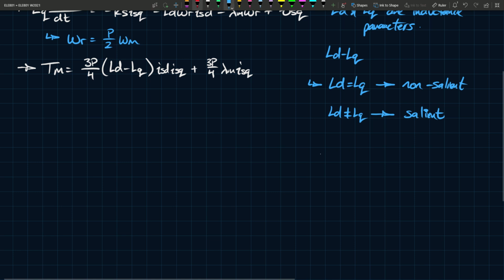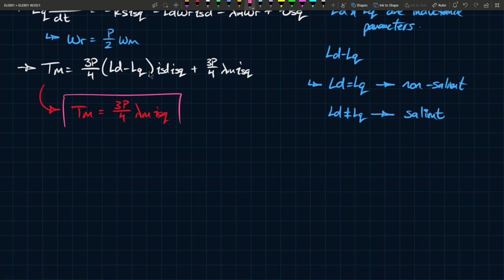Now, if LD does equal LQ, that means this equation becomes Tm equals 3p over 4 lambda m isq, right? Since LD is equal to LQ, the first term disappears entirely, which is convenient. But there are some implications here. So we have this equation as a result of our situation.